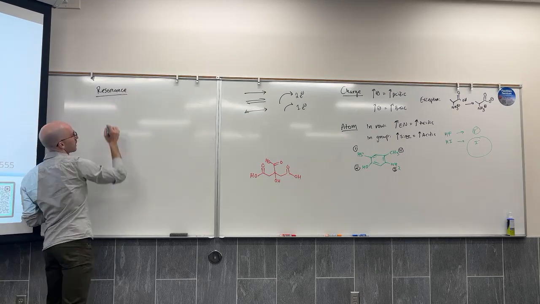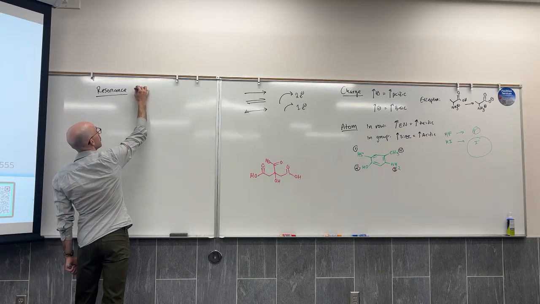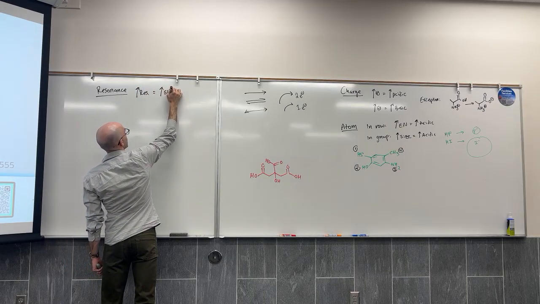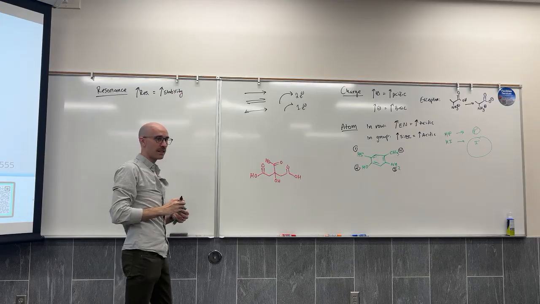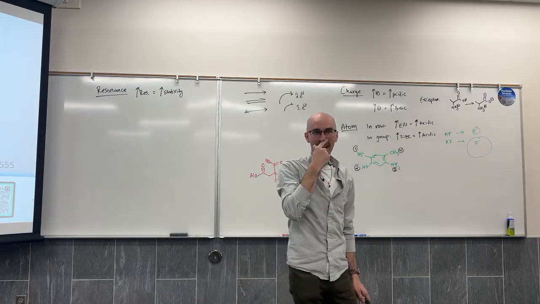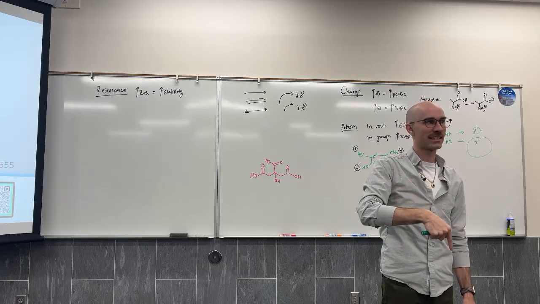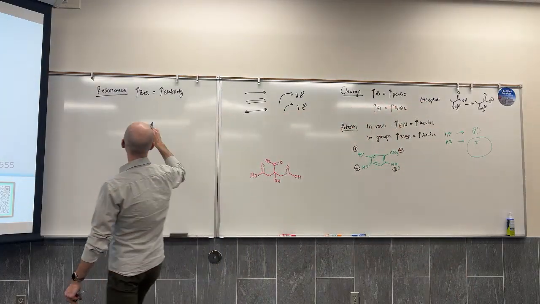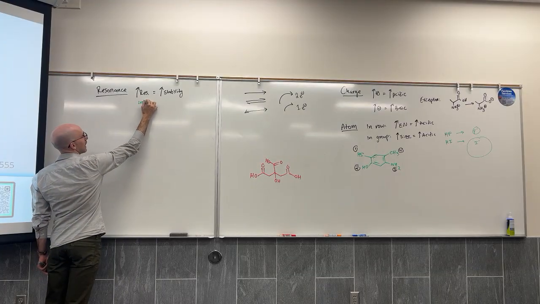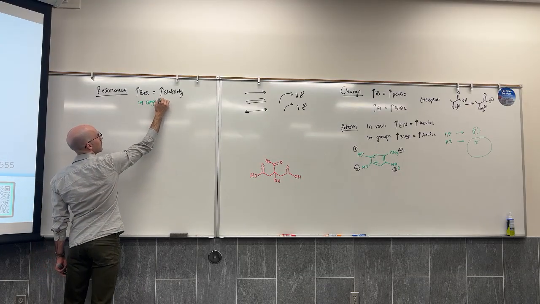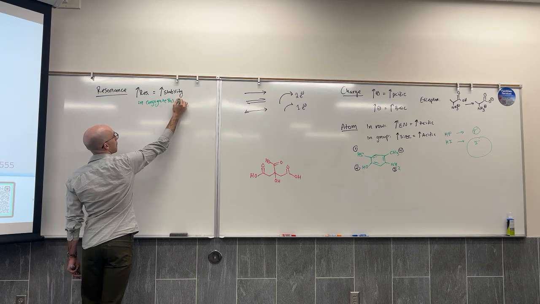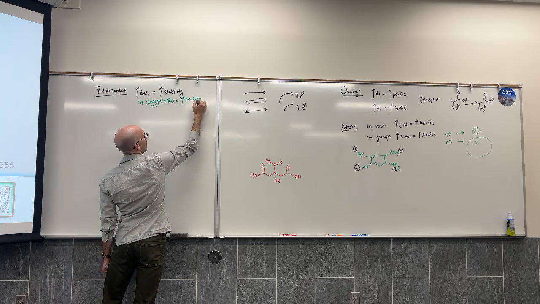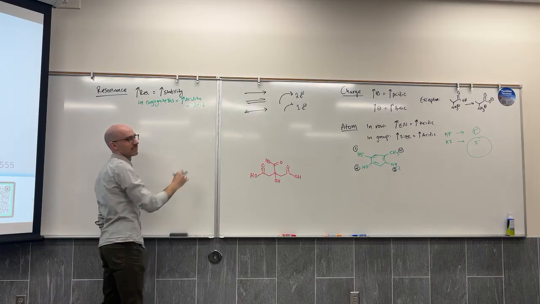Then the R stands for resonance. Increased resonance means increased stability. Now this one is such a challenge because you can't predict acidity or basicity without looking at the conjugate. So increased resonance in the conjugate base means increased acidity in the acid.